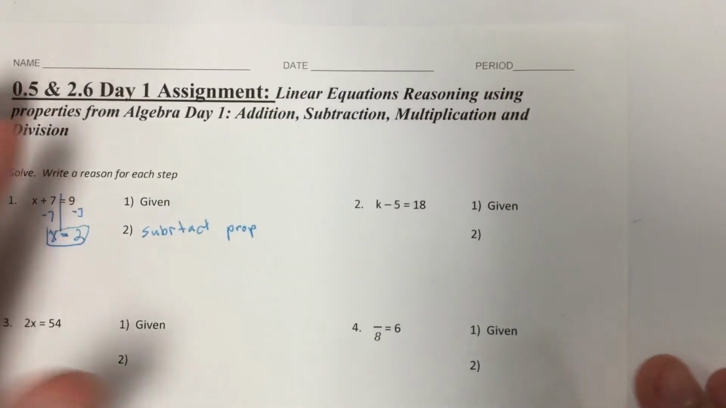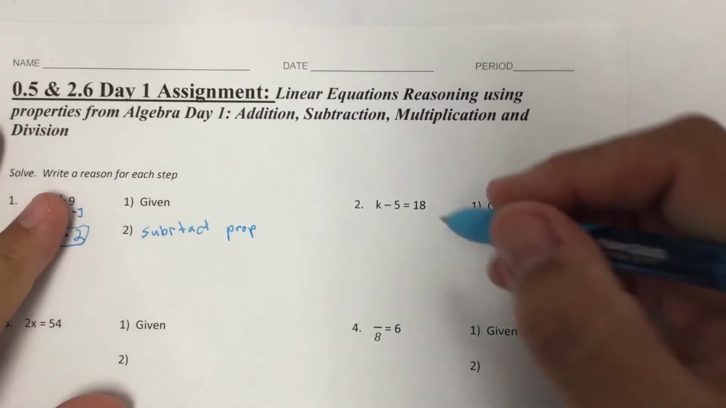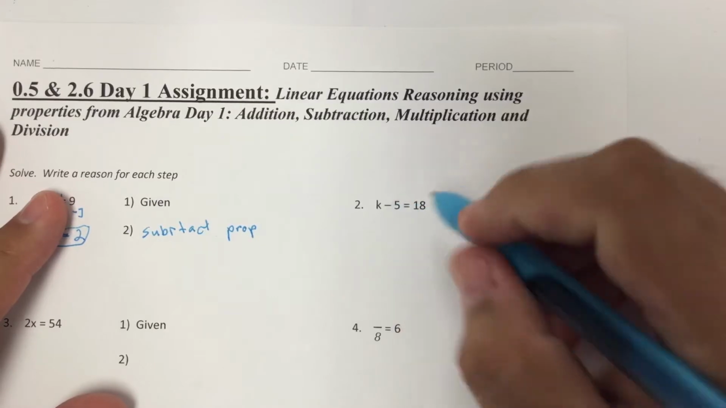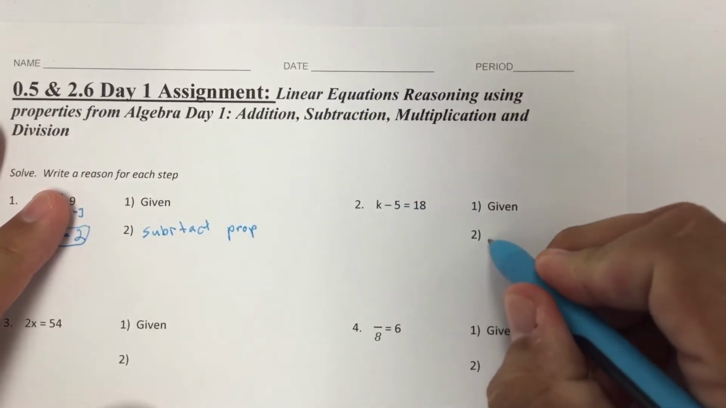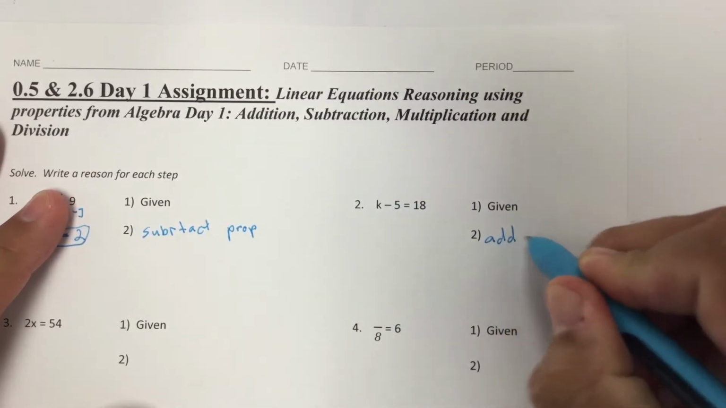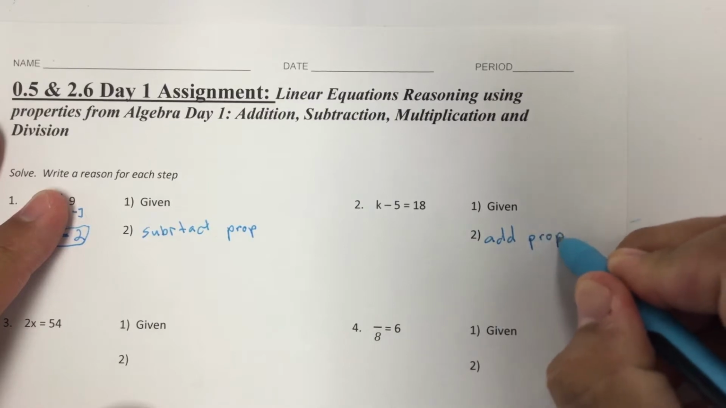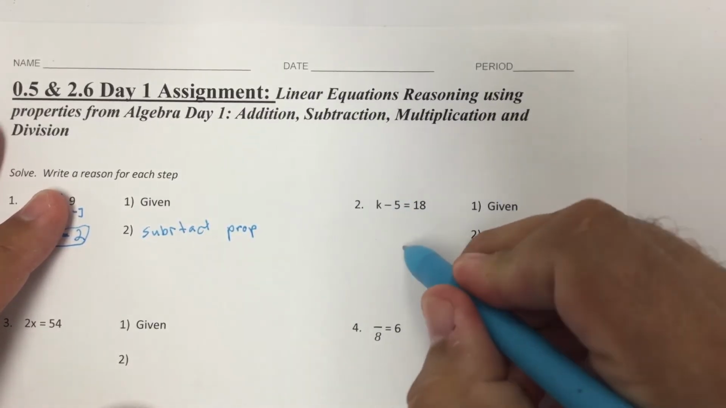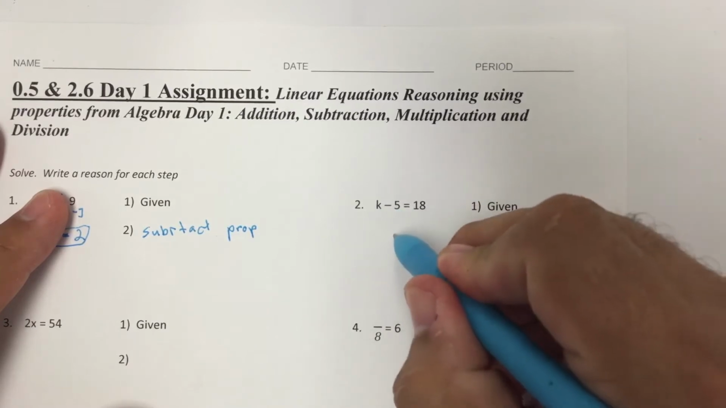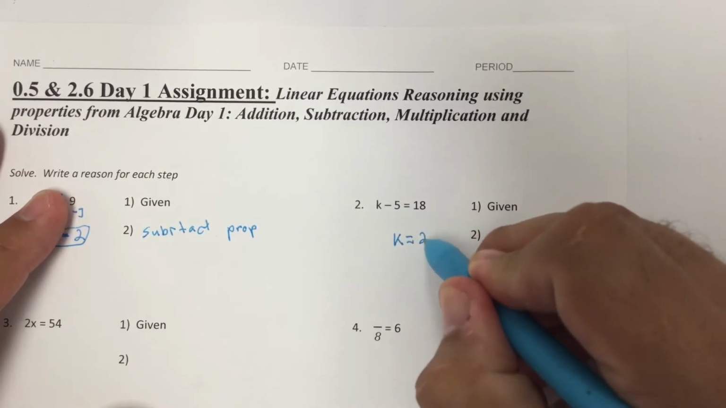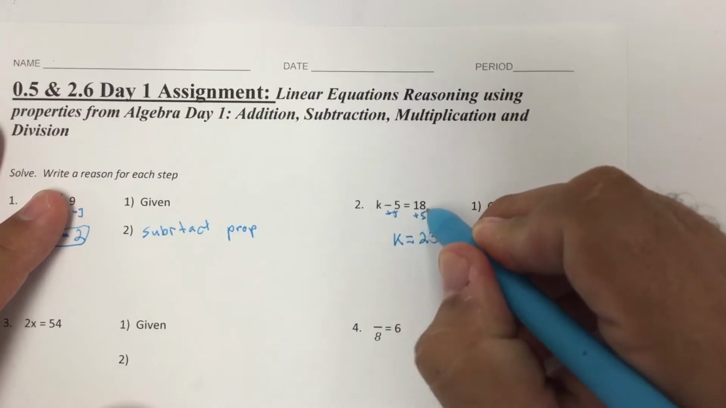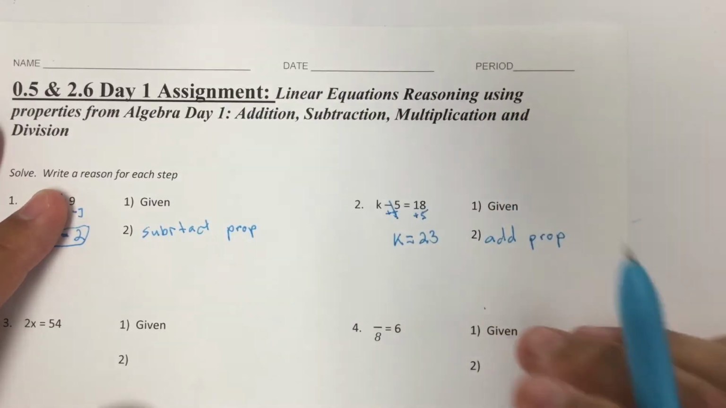So in number 2, I have k minus 5 equals 18. Well, in order to get rid of this 5, I'm going to add. So I'm going to use the addition property of equality. Okay? I'm doing that because I'm adding 5 to both sides. And because I add 5 to both sides, I'm going to get k equals 23. See? If I add 5 to both sides, I get k equals 23 because this cancels out.